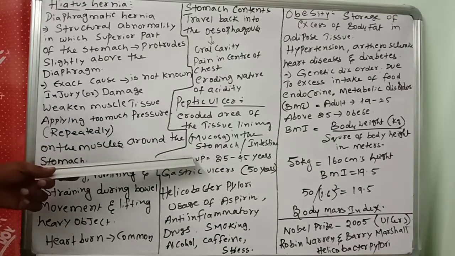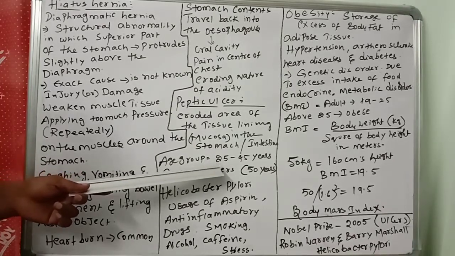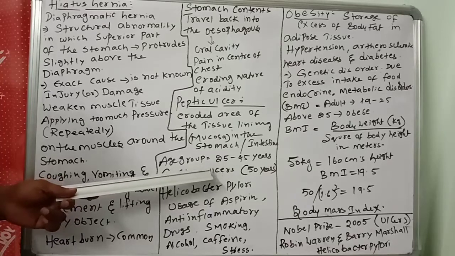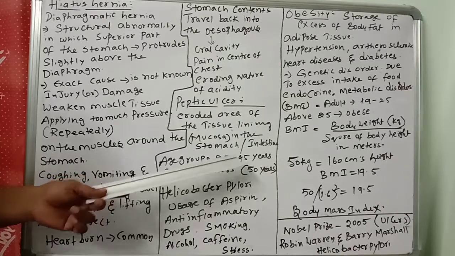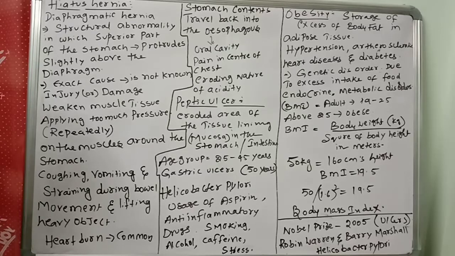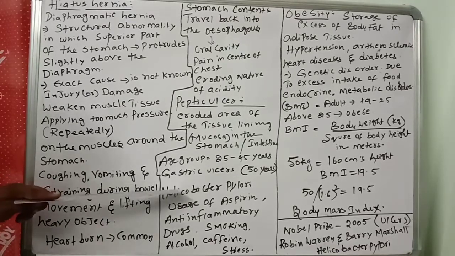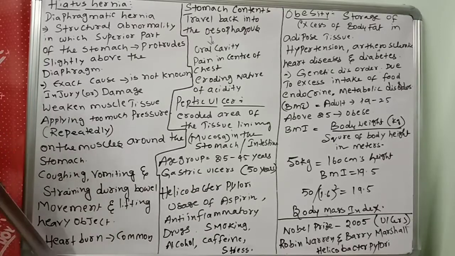Very important: duodenal ulcers occur in the age group of 25 to 40 years. Gastric ulcer is more common in persons above 50. Duodenum 25 to 45, gastric stomach 50 years. Ulcer is mostly due to infection caused by a bacterium. Which infection? Helicobacter pylori is the bacteria's name.